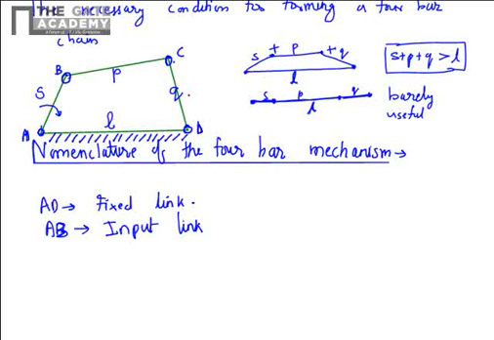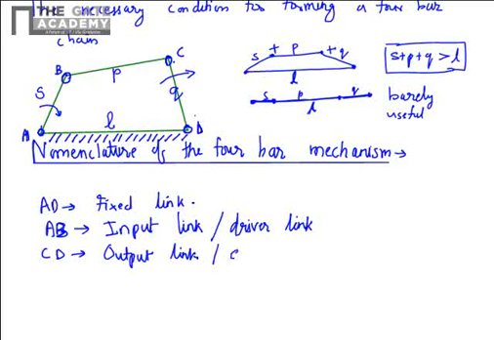The link CD is normally called a follower or output link. The motion comes as an input from AB, which is also called the driver link, and the motion goes as output to CD, which is the output link or the driven link.